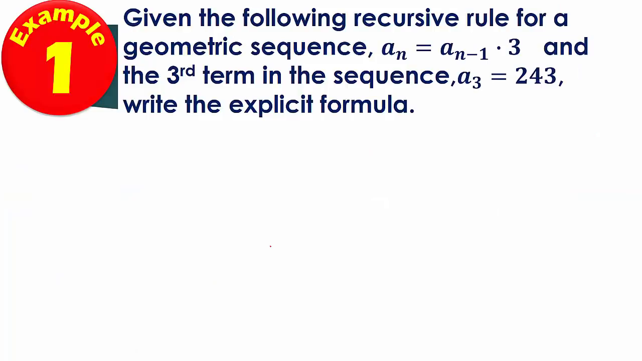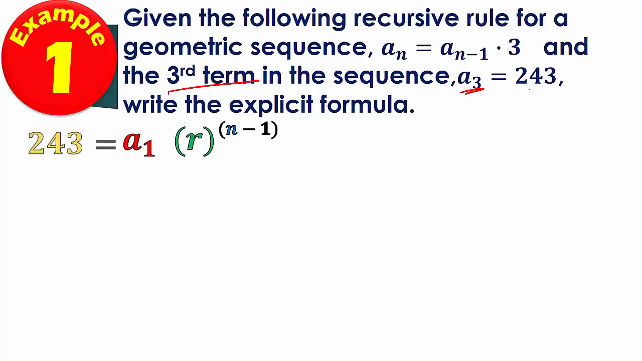First example, we're given the following recursive rule for a geometric sequence. We have a sub n equals a sub n minus 1 times 3, and then the third term in the sequence is a sub 3, so this and this both mean the same thing. It's the third term, and the value of that term is 243, and we need to write an explicit formula from that. So we take a look at our explicit formula here, and we're going to plug in what we know. We know that a sub 3 is 243.